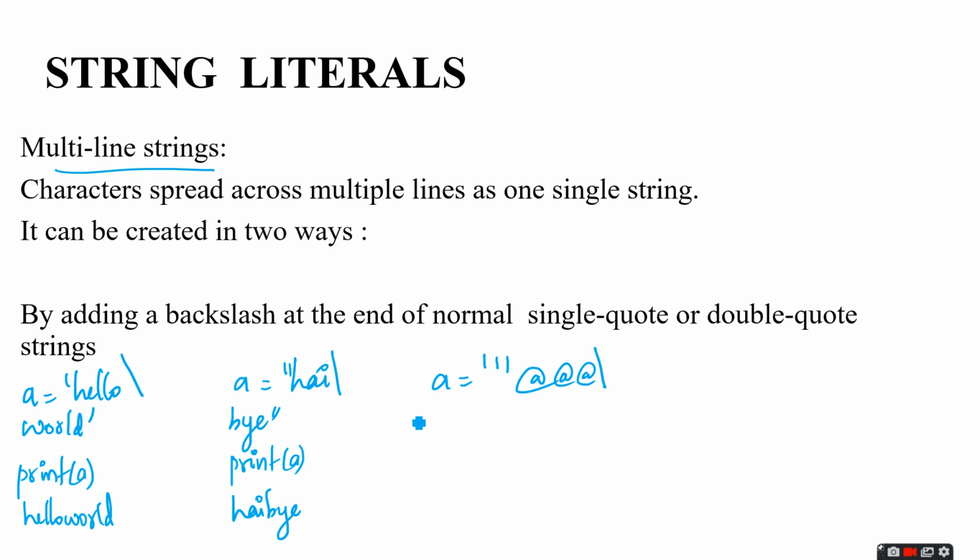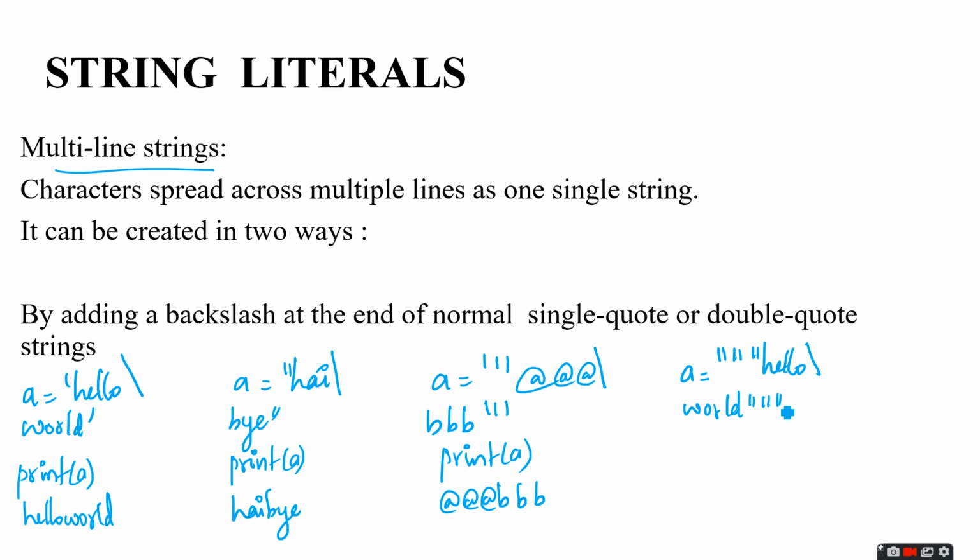A, backslash, B. Then we can close it. Print A. The output will be like this. A B. Now next we can write like this. A equal to, inside triple double quotes, hello backslash world. We can close it. Now print A. The output will be like this. Hello world. So this is a multi-line string.